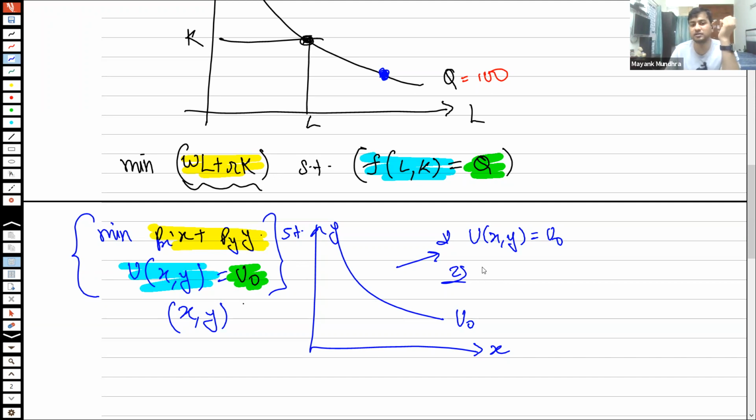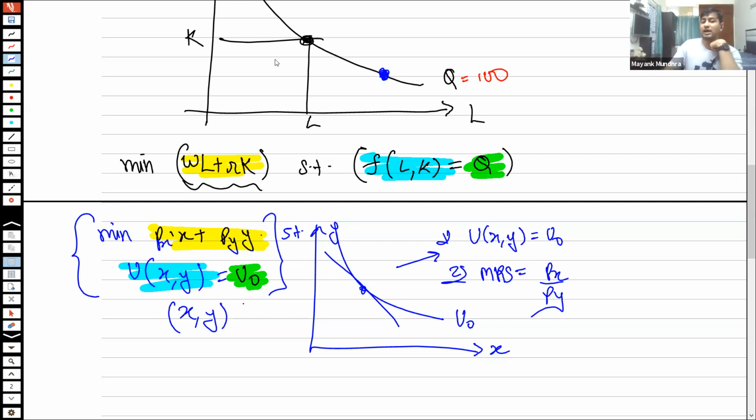Can anybody else tell the second equation? Anyone wants to jump in? So U0 equal to PX by PY? No, not U0. MRS equal to PX by PY. Very good. MRS equals PX by PY. Okay, so it used to be the point of tangency.